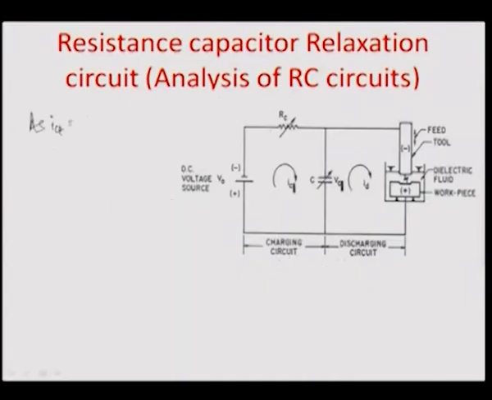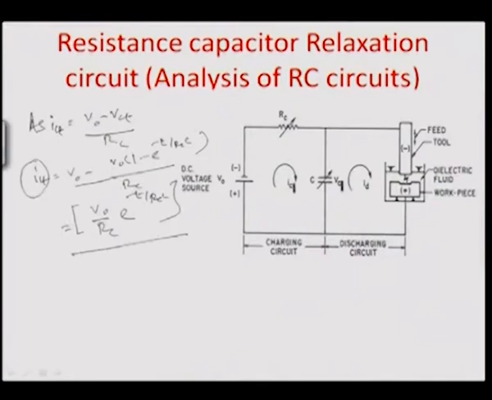As Ic(t) is equal to (V0 minus Vc(t)) by R, we can find this out. So, we already have the value of Vc(t) from the previous equation as V0 times (1 minus e to the power of minus t by RC), and therefore, we can write this down as V0 by R times e to the power of minus t by RC. So, that is the value of the current in time.